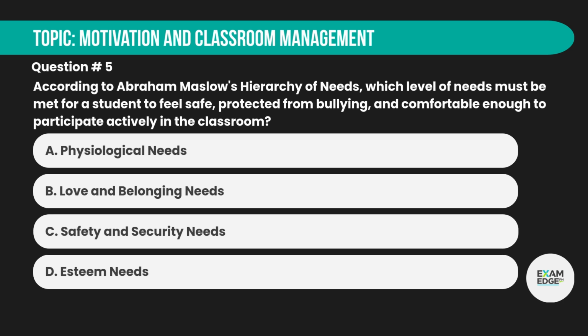Question number 5. According to Abraham Maslow's hierarchy of needs, which level of needs must be met for a student to feel safe, protected from bullying, and comfortable enough to participate actively in the classroom? A. Physiological needs. B. Love and belonging needs. C. Safety and security needs. D. Esteem needs.